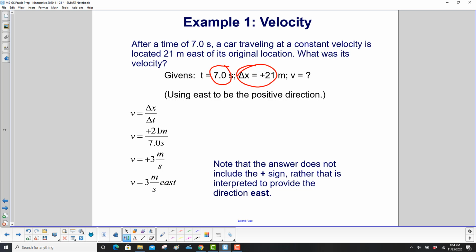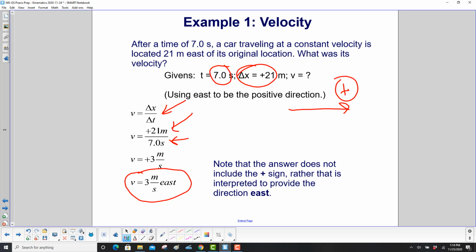We will use east as the positive direction. That's pretty common in kinematics. We have our velocity equation, we put in our numbers, and notice we put plus 21 meters just to make sure we know it's positive and to the right. Here's our time. We get an answer of plus 3 meters per second. And our final answer will be 3 meters per second east.